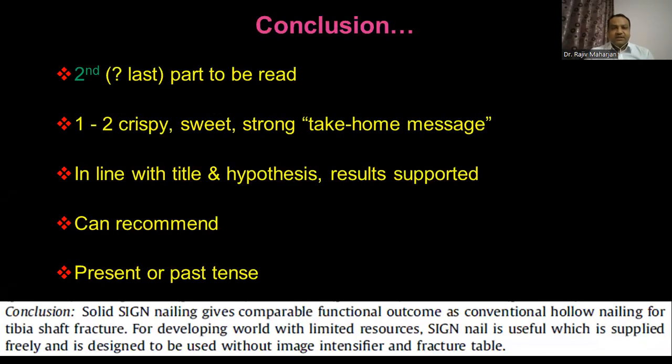The conclusion section is probably the second or last part to be read from an article. So you have to make 1 or 2 crisp, sweet and strong sentences in a take-home message form. The conclusion must be in line with the title and hypothesis, and it should be supported by the results. You can have some comments on the conclusion section as well.